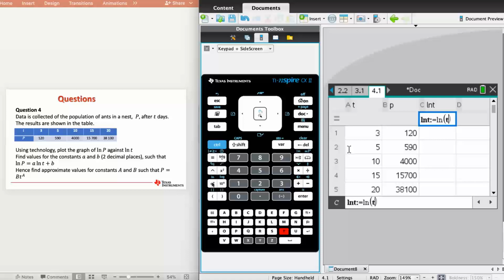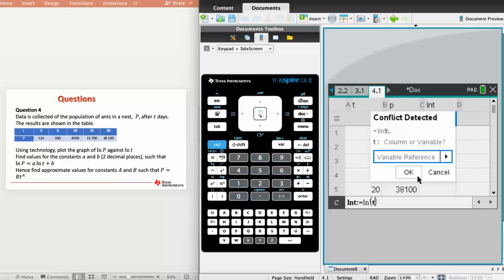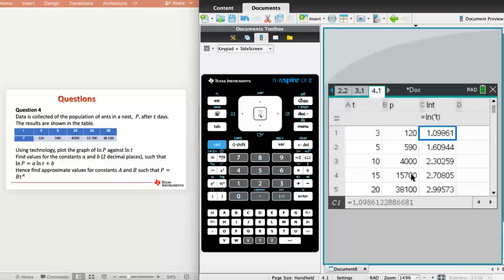Push return. The calculator asks me, is this a variable or a column reference? Well, it's the variable T, so I'm going to use variable reference, and it fills in the column for me. So that column is the column of the natural log of column A.